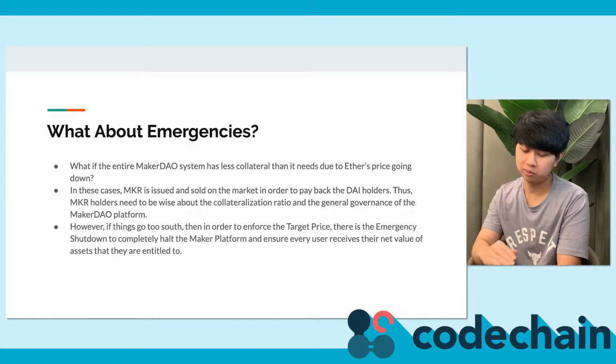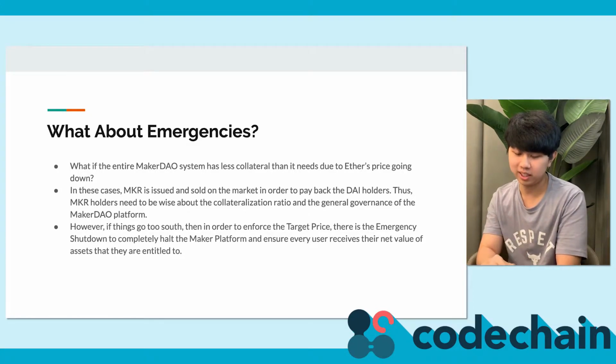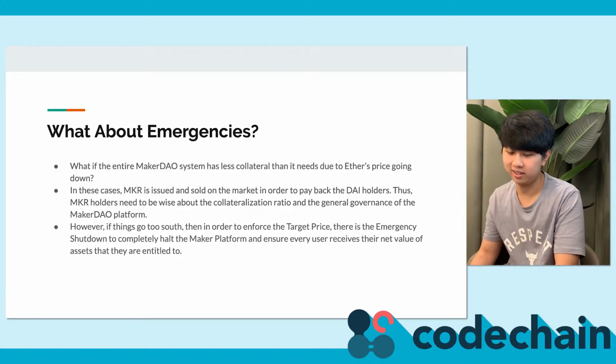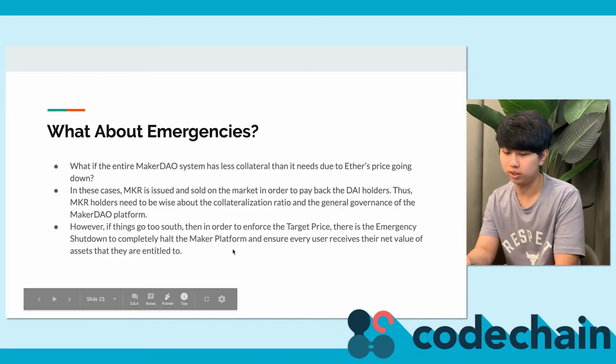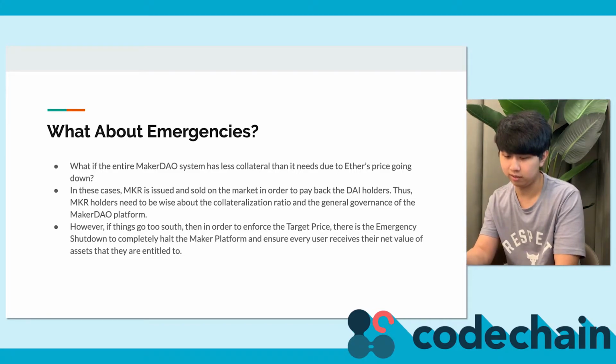If things get too bad, then in order to enforce the target price, there is something called the emergency shutdown to completely stop the Maker platform, and this will ensure that everyone will receive their net value of assets that they are entitled to.